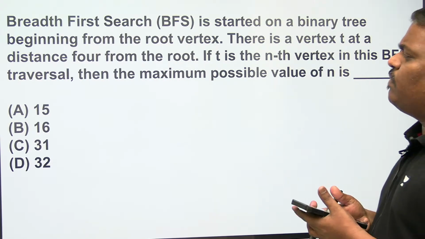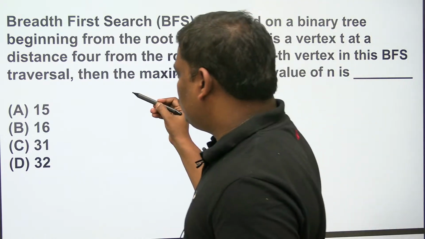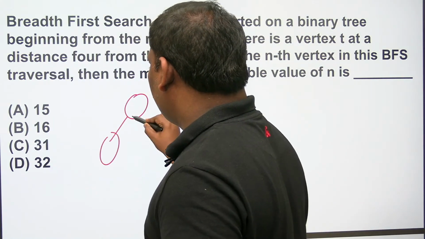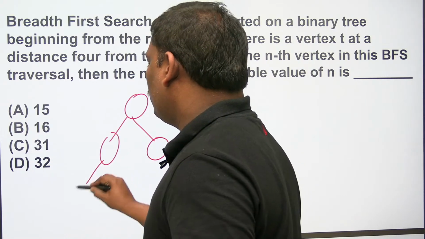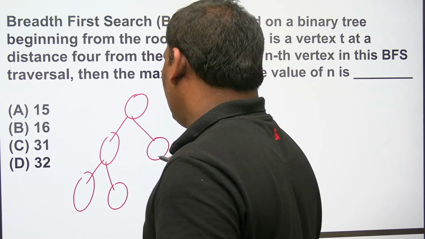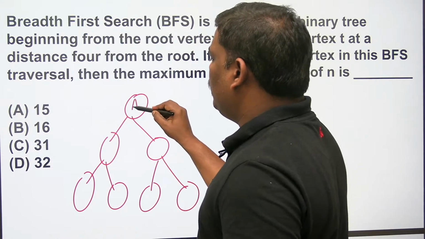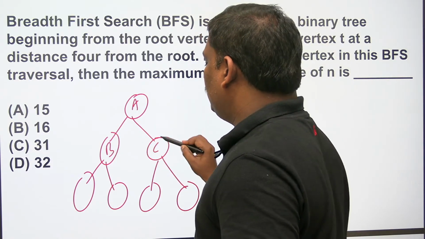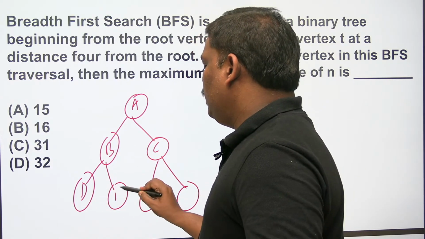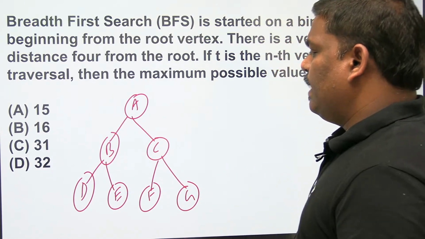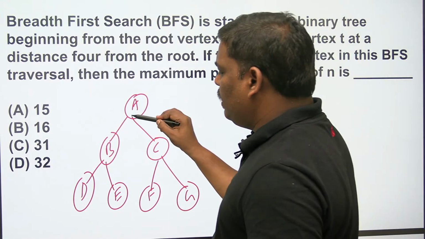So what is the answer for this? Let's see once what is the BFS story. Careful, let's see once. It is the BFS. Everyone listen. A, B, C, D, E, F, G. It is a binary tree.